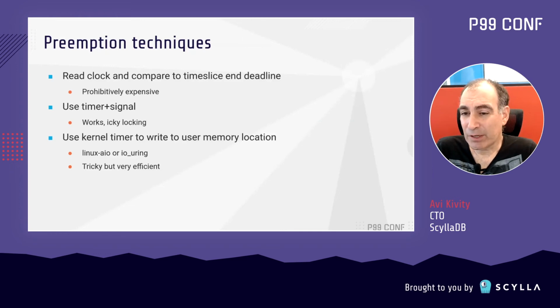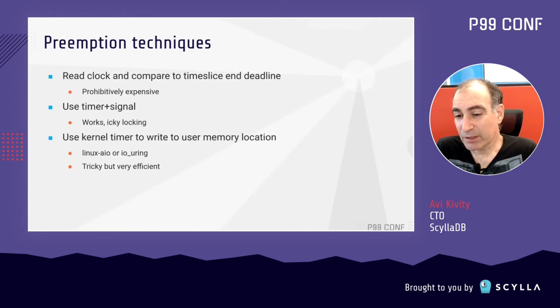Another way is to use a timer with a signal. So set a timer for the end of the deadline, have it send a signal, and in that signal, set a memory location, which you can check in your tasks. This works, but it's a little bit icky. It doesn't scale very well due to how signals are implemented in the kernel. And the way that we use is we have a kernel timer that writes directly to a user memory location. And the way to achieve this trick is to make the timer an entry in a Linux io_uring completion queue, or its equivalent. Because the completion needs to update the tail pointer, we can monitor the head pointer for changes, and when it changes, we know that we need to preempt.